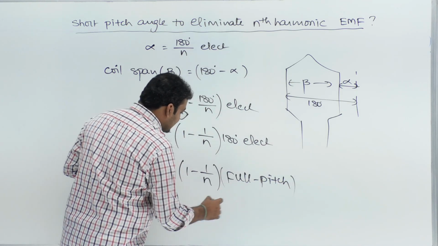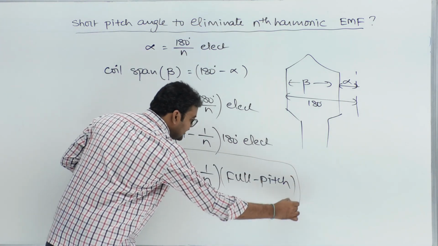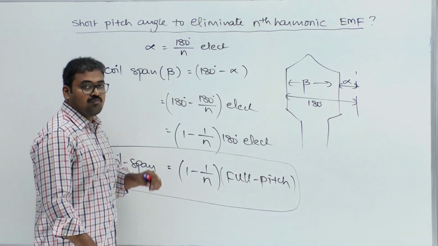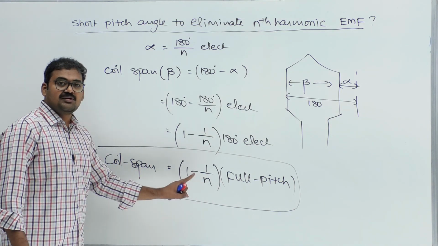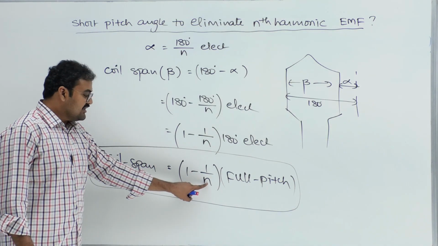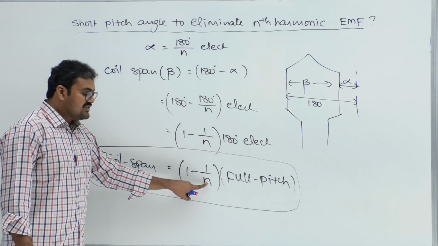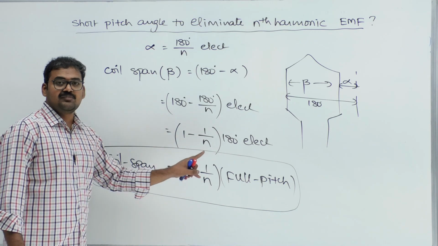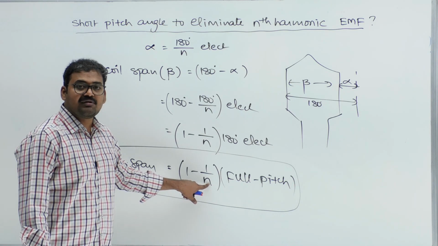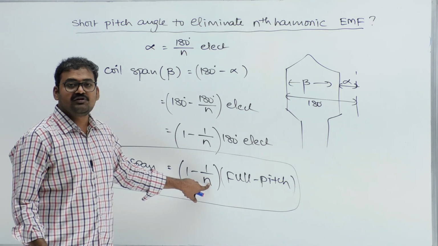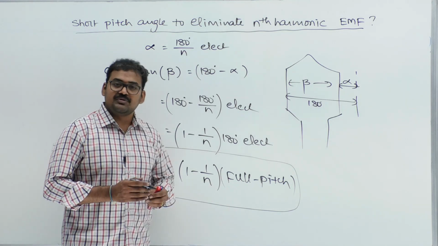So this is the coil pitch or coil span required to eliminate which harmonic EMF? Nth harmonic EMF. You replace n equal to 5 here, coil span to eliminate 5th harmonic EMF. n equal to 7 here, coil span to eliminate 7th harmonic EMF. n equal to 11 here, coil span to eliminate 11th harmonic EMF. Don't substitute 3 here, because 3rd harmonic EMF we won't eliminate separately, it will be automatically cancelled in line terminals. Okay. So this is about short pitch coils.